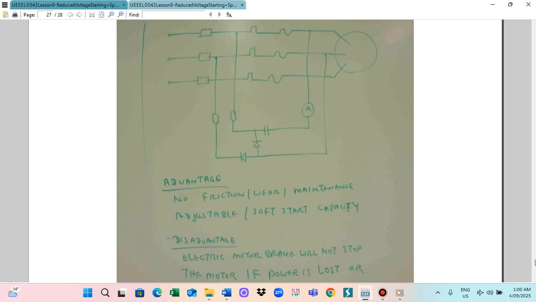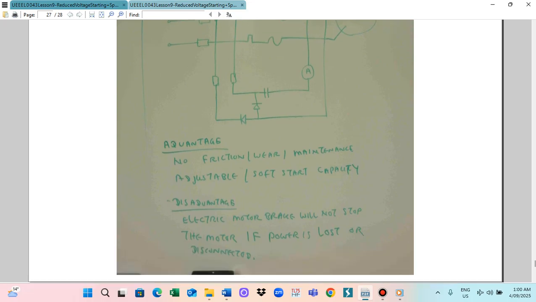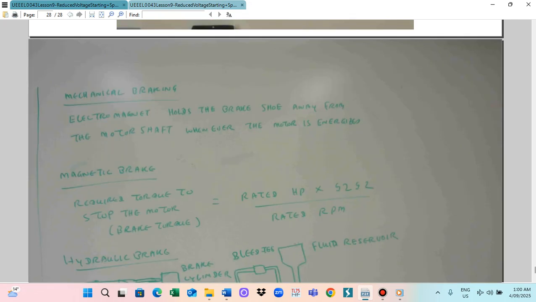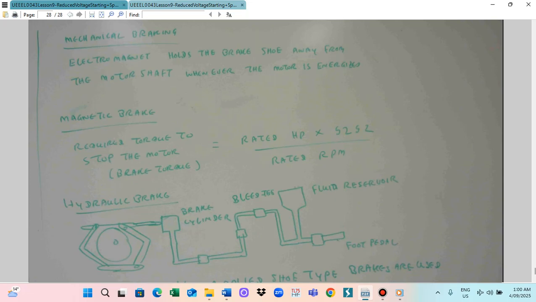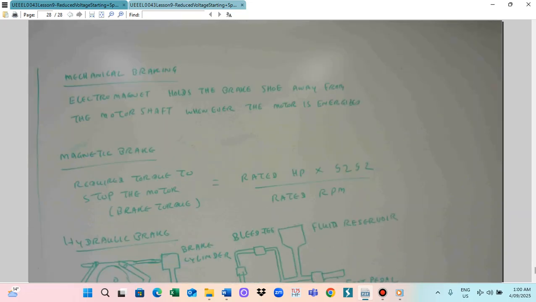The advantage is that there is no friction. As I told you, the mechanical brake involves friction. All the brakes for the machines have brake shoes and discs. This is the brake here, this is the brake, this is the spring, and this is the body magnet. Between the magnets we have to use shims. The spring tension needs to be adjusted, and also the distance between the magnet and the brake shoe.